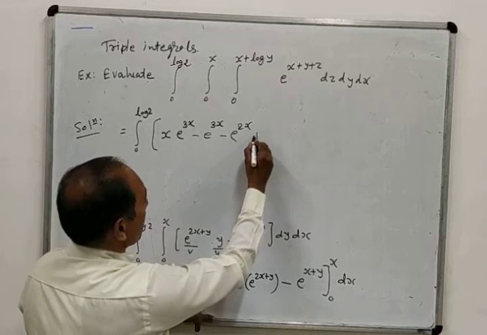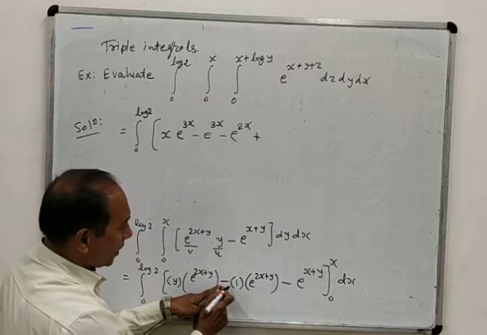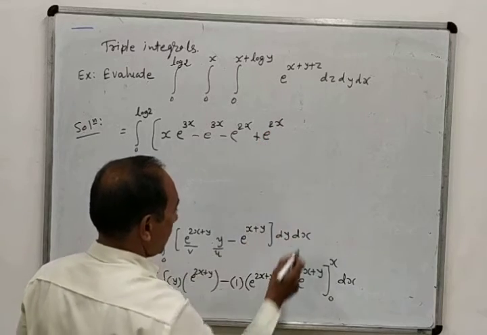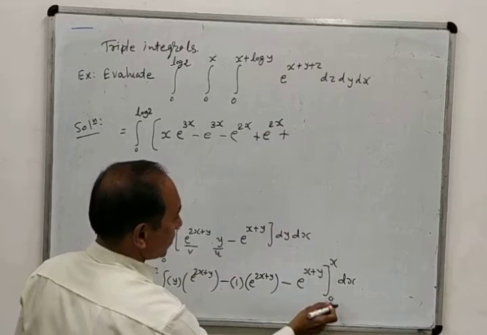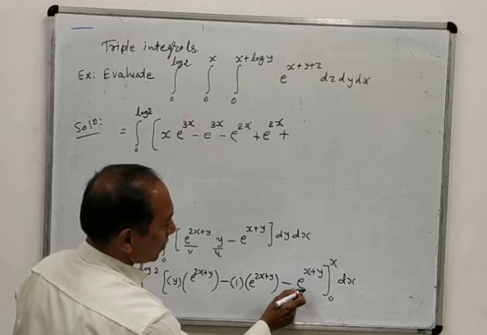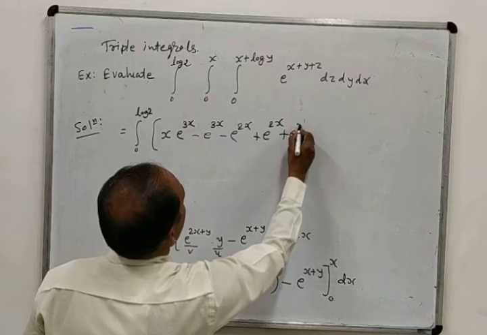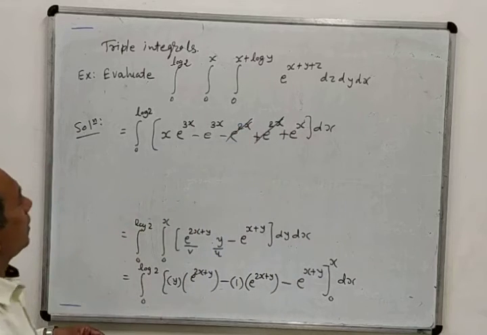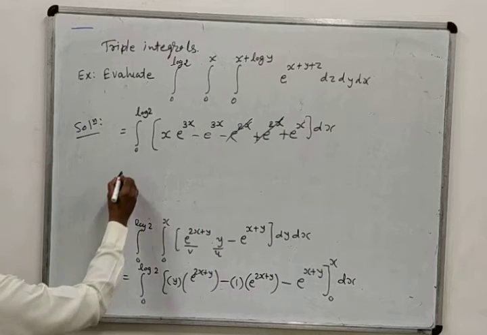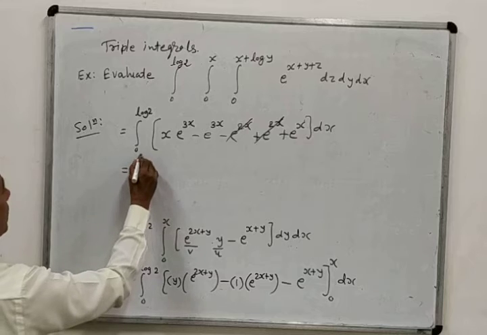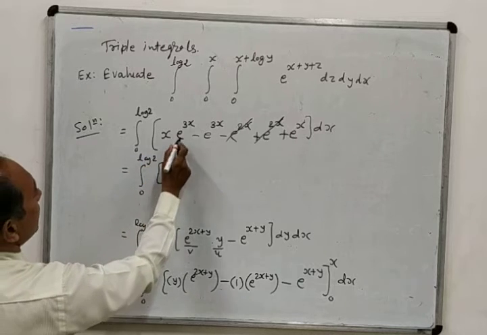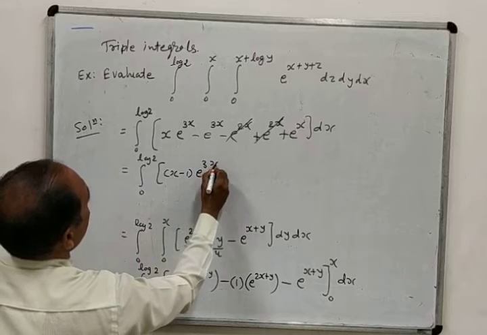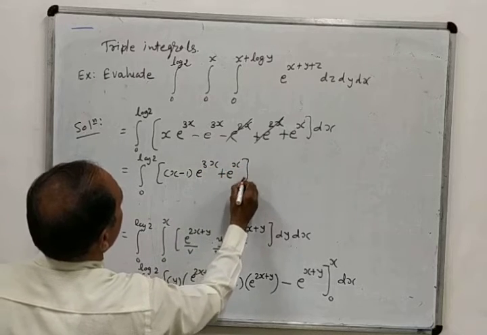Here it will become plus, because when we put the lower limit, one minus sign will come. So y is 0, so e raised to 2x. It will become plus again because of the lower limit, so minus sign will come. So y is 0, so e raised to x dx. Okay. So this e raised to 2x and e raised to 2x will be cancelled. And this e raised to 3x will be cancelled. So x minus 1 into e raised to 3x plus e raised to x dx. Okay.